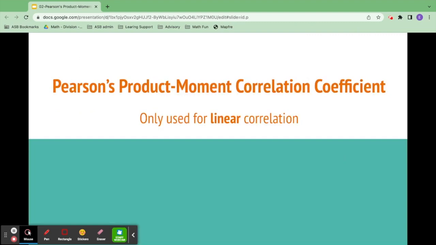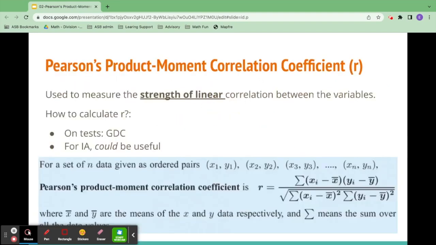Okay, so today's focus, like I mentioned, is going to be on one specific type of correlation, which is called the Pearson's product moment correlation coefficient. I'm going to simplify this to just Pearson for simplicity's sake. What's important to realize is that we can only use the Pearson's correlation if we have linear data. So only a linear correlation for this one.